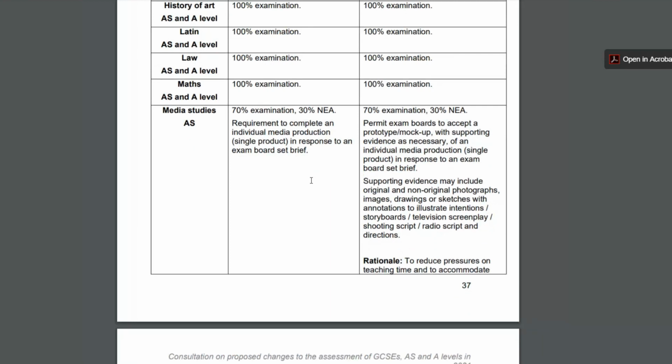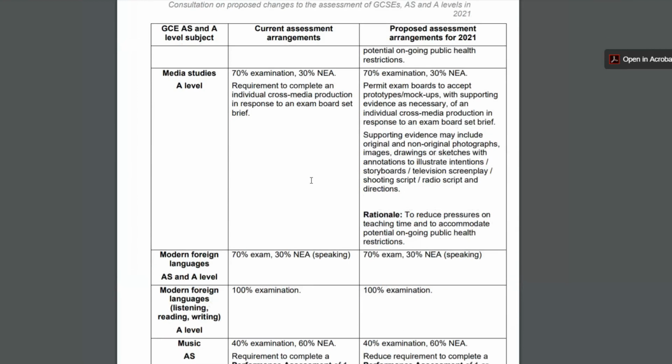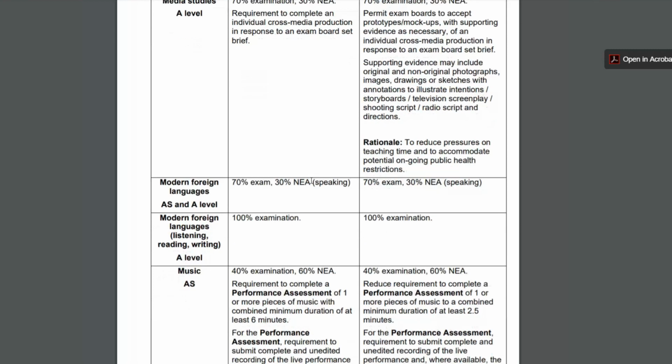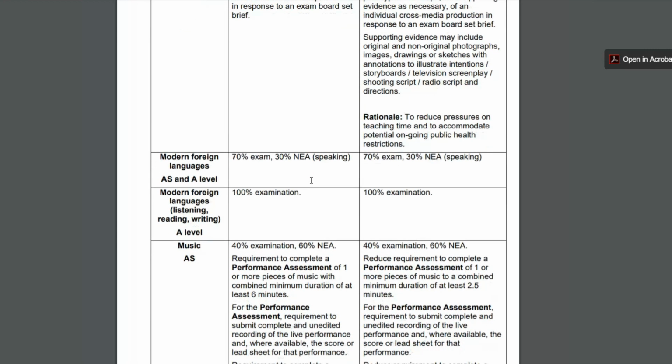Media studies, which was 70% exam before with a 30% NEA, stays the same, but just like film studies, it has the same changes where they allow prototypes and mock-ups and that supporting portfolio as well. A level is exactly the same for media studies too.